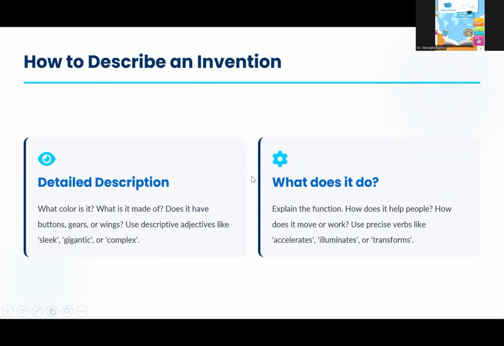And what does it do? I explain the function and how does it help people? How does it move or work? And I use precise verbs like accelerates, illuminates, transforms. Accelerates means go faster. Illuminates means be brighter. And transforms means change from something to another thing.